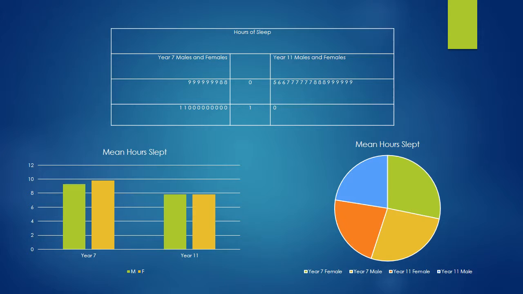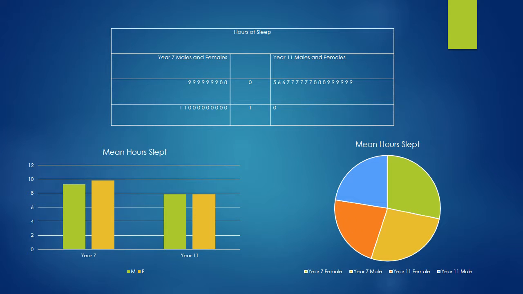In the middle at the top is the stem and leaf plot that I have created using the data from the question. In the bottom left is the double bar graph that is used to show the comparison between the averages of the Year 7 and Year 11 hours of sleep. On the bottom right is the pie chart or sector graph, which also shows the average amount of hours that the Year 7 and Year 11 students sleep.